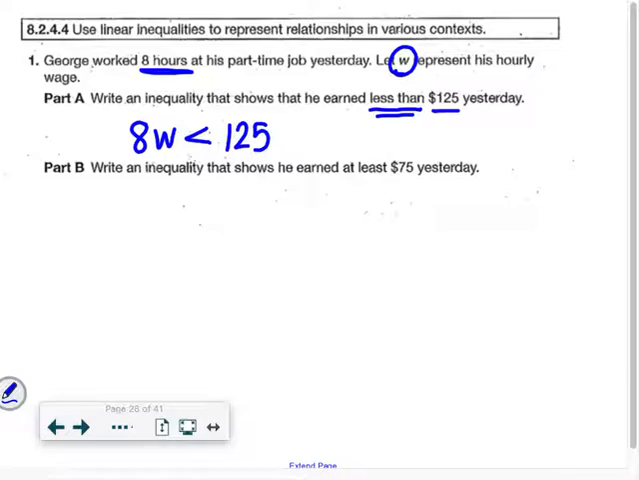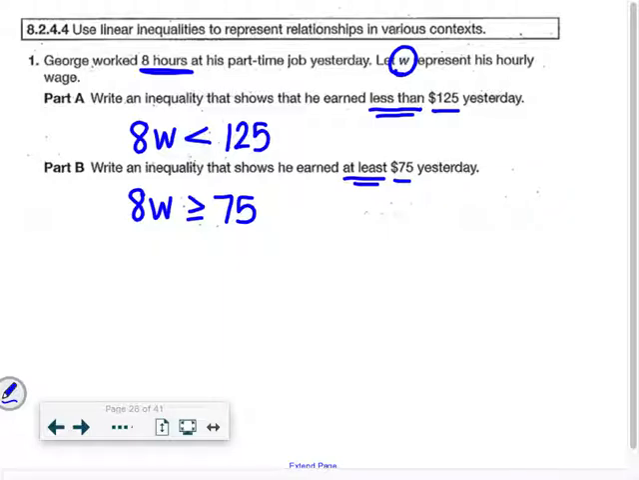Part B, write an inequality that shows he earned at least $75. So he's still working 8 hours. His hourly wage is still W. If he earned at least $75, that means he earned $75 or more. So my symbol needs to be greater than or equal to 75. And both of these said to write the inequality. They did not say to solve it.